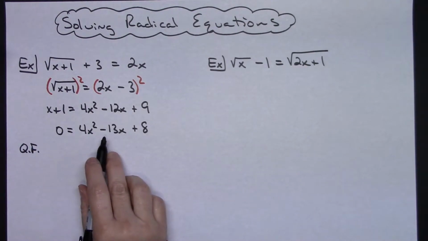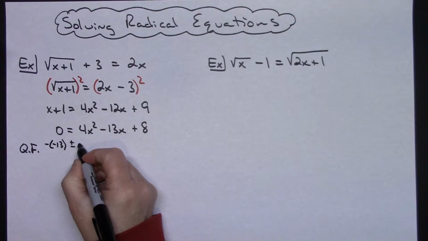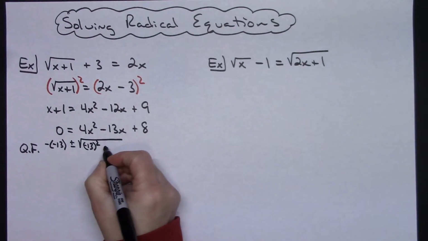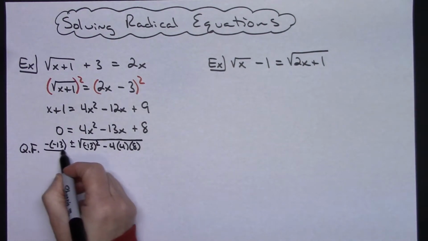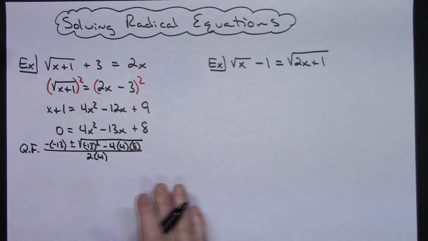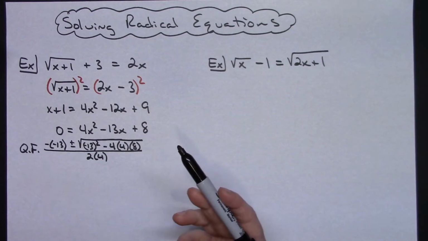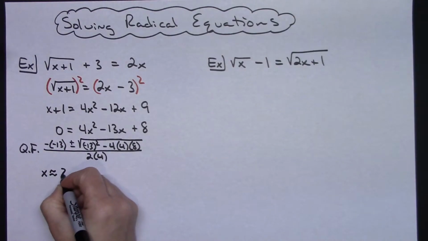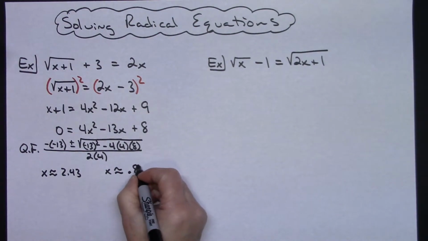So the quadratic formula is negative b, so negative 13, plus or minus the square root of b squared, so that negative 13 squared, minus 4ac, all over 2a. So 2 times 4. Just plugging everything into the quadratic formula so that you know. At this point you would use your graphing calculator. You can pause the video and see if you can get these two decimals. If you do this successfully, you're going to get x is approximately 2.43, and you're also going to get x is approximately 0.82.